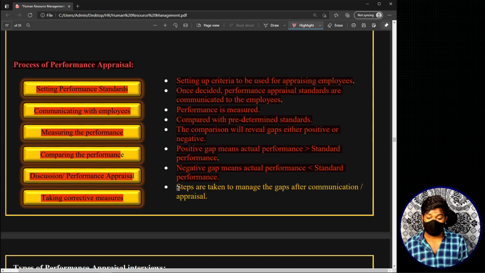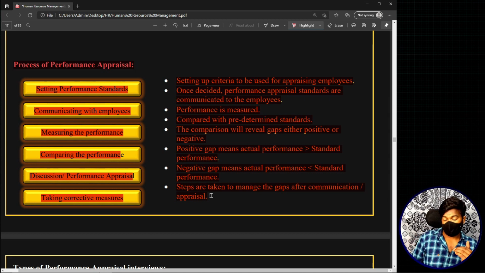Now steps are taken to manage the gaps after communication or appraisal. As we already discussed in the previous class, based on the gaps and the discussions related to these gaps, many different HR decisions are taken. For example, after discussing the reasons why there are certain gaps, if the employer comes to the impression that this person is not well trained, he may take the HR decision that this person needs training, he has to undergo training. In this way, based on the communication, the gaps, and all the evaluation, certain HR decisions take place. This is the end of the process of performance management as well as the process of performance appraisal.